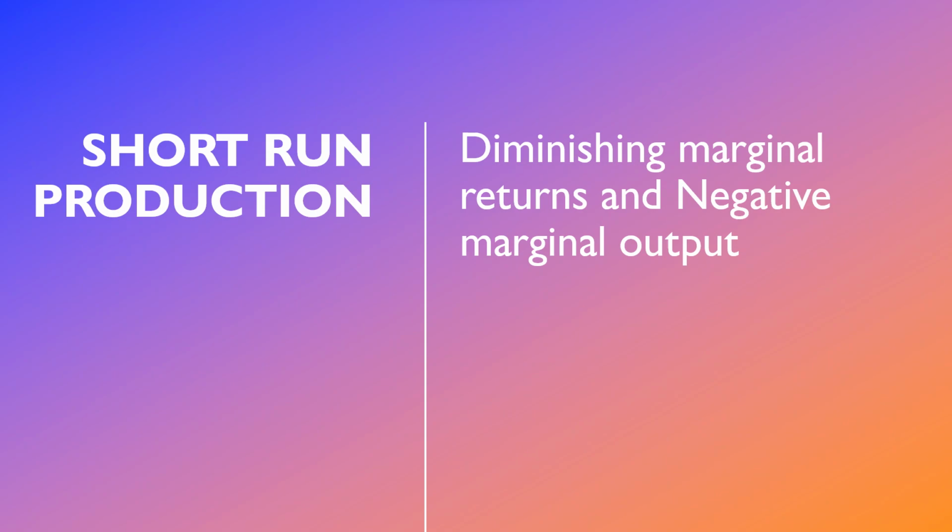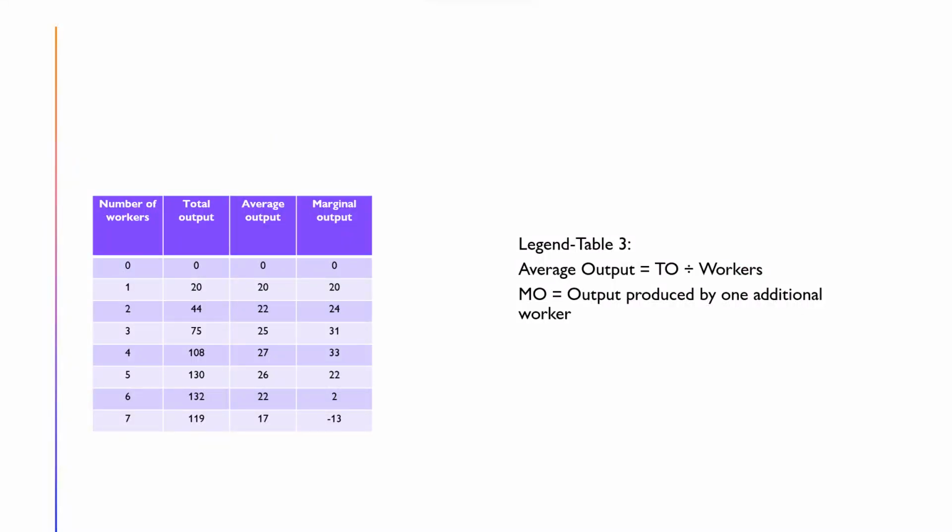With diminishing returns in the short run, the increase in the average cost is also accompanied by a negative marginal output, as it is demonstrated in Table 3. As you can see, as more and more workers are employed, the average and marginal outputs reach the climax at 27 and 33 units respectively. From this point onward, diminishing returns start operating and both the average output and marginal output start falling. With the employment of the seventh worker, the marginal output becomes negative.